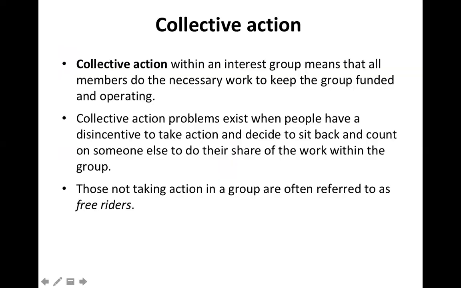So collective action is the idea that within an interest group, all members do the necessary work to keep the group funded and operating. Collective action problems exist when people have a disincentive to take action and decide to sit back and count on someone else to do their share of the work within the group. You might think it's kind of like the bystander effect in society, saying, oh, well, someone else will take care of it. Those who don't take action in these groups are referred to as free riders.